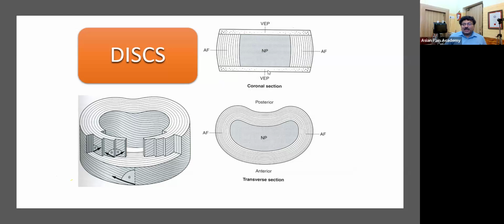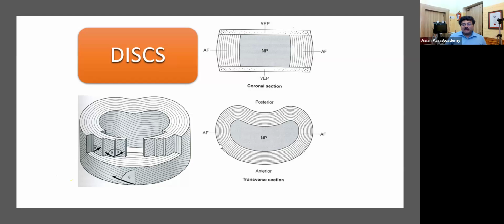Above and below lie the end plates of the vertebra, and between them we have the nucleus pulposus at the center and the annulus fibrosus on the outer side. Now we should remember, in this annulus, usually the outer third has the blood supply and nerve supply. The inner two-thirds of this annulus do not have any blood supply or nerve supply, similar to the nucleus pulposus. So even if some pain occurs here, it is not carried to the brain.